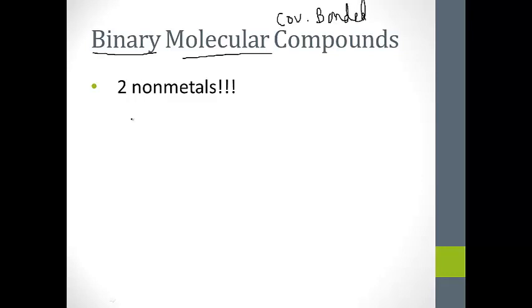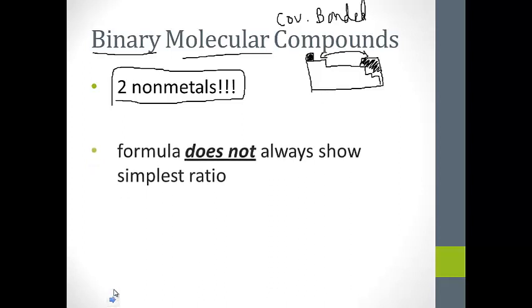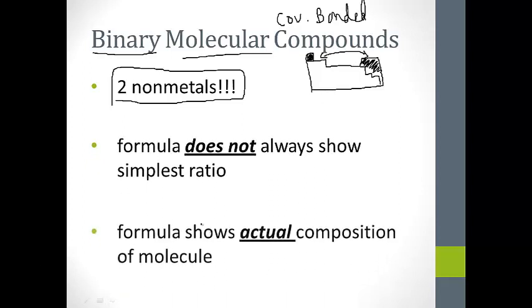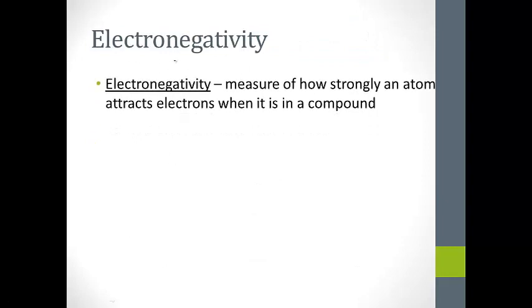Now, what we refer to, binary means two, molecular means covalently bonded, and this is always going to be between two nonmetals. So again, you've got to go back to the periodic table and remember that if this is my really bad rendition of the periodic table, we've got the stair-step line right here in the middle. When we talk about two nonmetals, we're talking about these guys in here as well as hydrogen. Okay, so those are the big ones when we talk about the nonmetals. The formula does not always show the simplest ratio, it shows the actual composition of the molecule. And this is going to be a different set of rules for how we name these compounds.